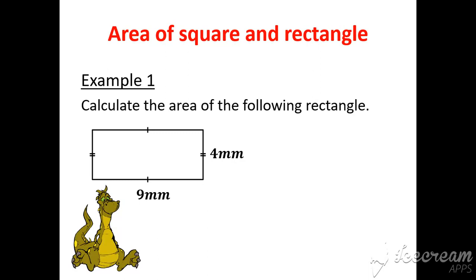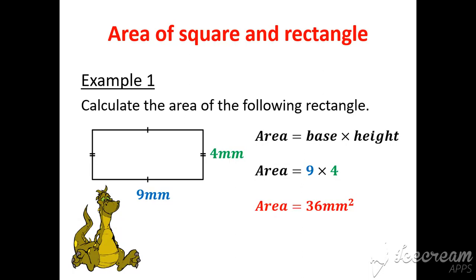Right, let's get going with example 1. Calculate the area of the following rectangle. So it's got a base of 9 and a height of 4. So we're just going to go base times height. 9 times 4. Use your brain, use a calculator, you'll get 36.